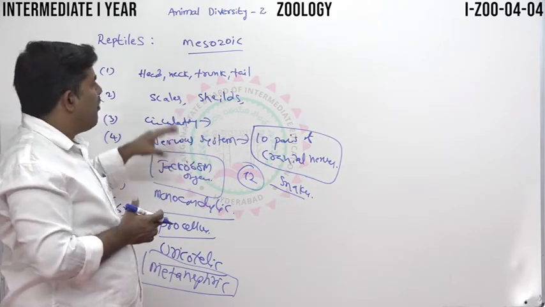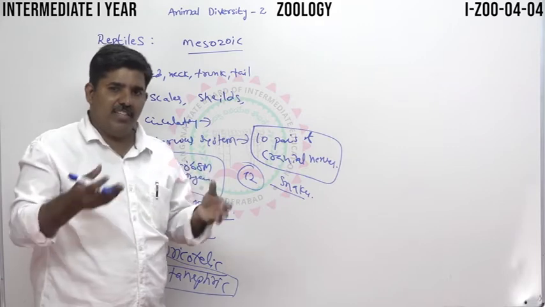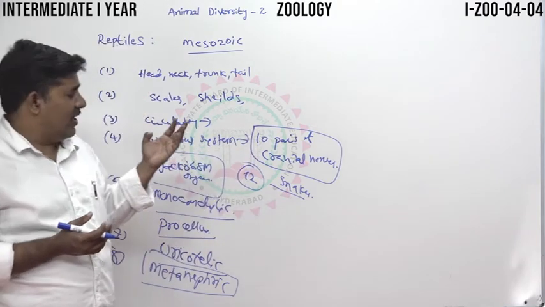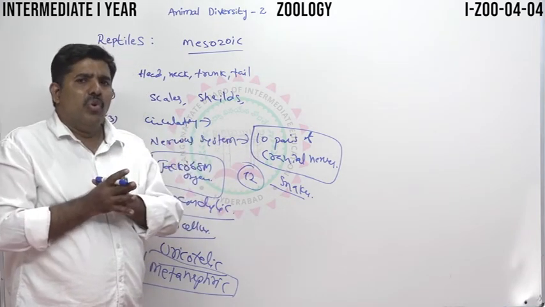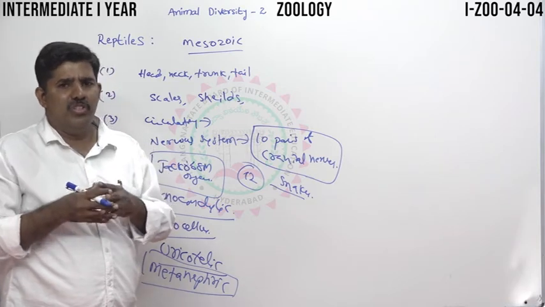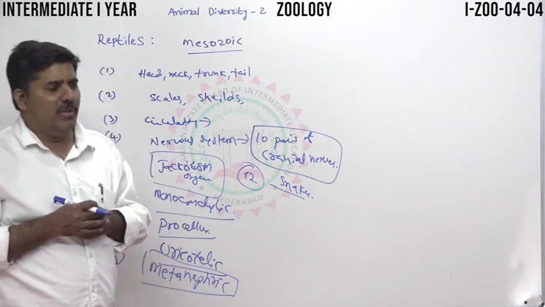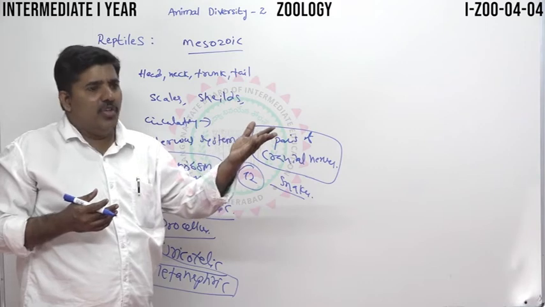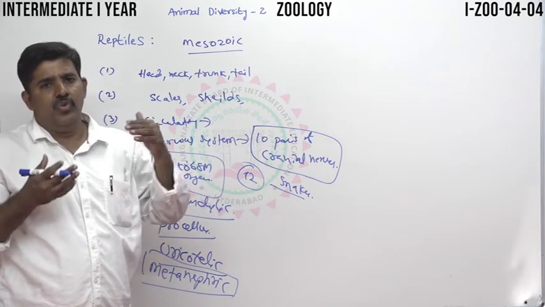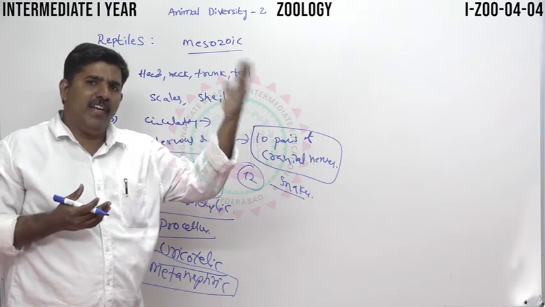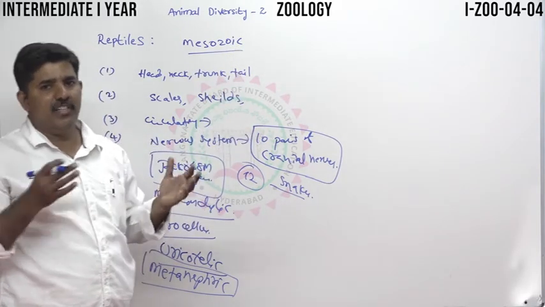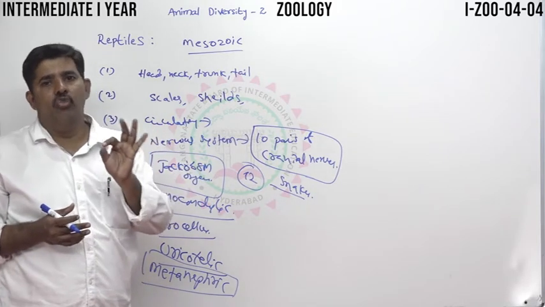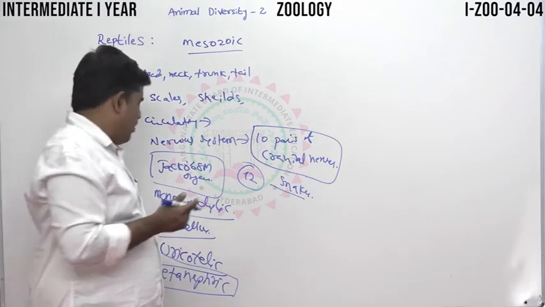So this is about the important general characters, and we can discuss more important characters of the reptiles. First, they are cold-blooded species. What is the meaning of cold-blooded? If the temperature rises in the external area, the body temperature increases. If the temperature decreases in the outer area, the body temperature decreases. So reptiles are called cold-blooded species. This is an important character.